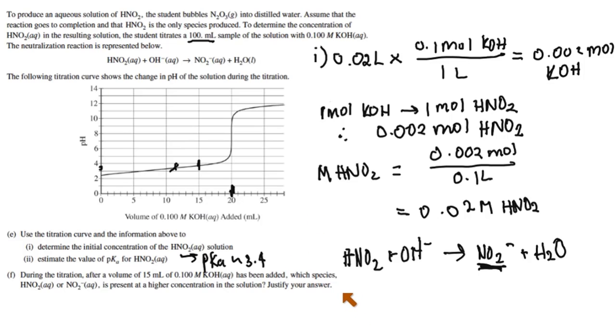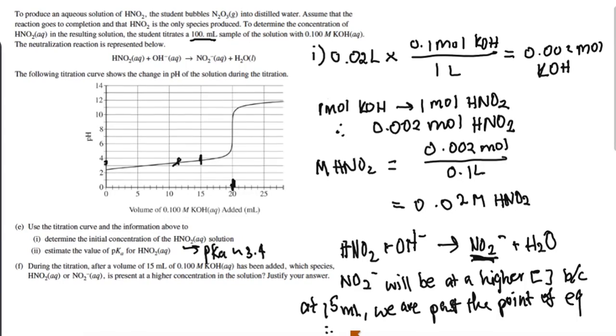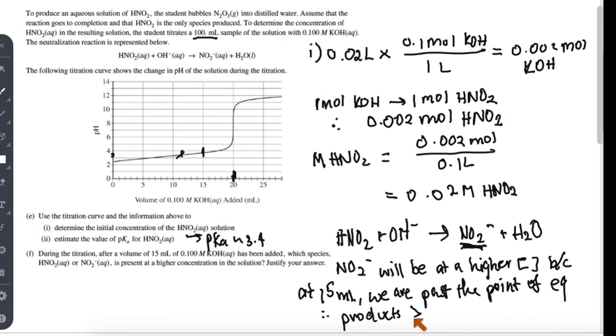Okay, so what we can say for that is NO2 minus will be at a higher concentration because at 15 milliliters we are past the point of equilibrium. Therefore, the products are greater than the reactant. Okay? Yes, so that's the last part of question 2.